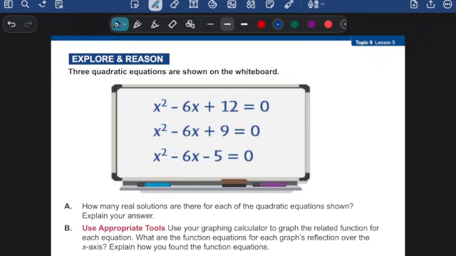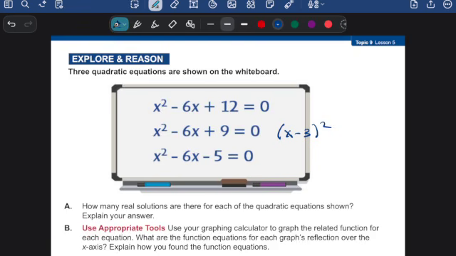For the explore and reason, we have these three quadratic equations. How many real solutions are there for each of the quadratic equations? So if we look at the first one, it's not a perfect square trinomial, so we'd have to complete the square to be able to factor that. But then we could solve for x and find the solutions. For b, it is a perfect square trinomial, so we could just factor it as x minus 3 squared. That means there's going to be one possible solution because it's going to be the same. And for the last one, same thing, it's not a perfect square trinomial, so we have to complete the square.